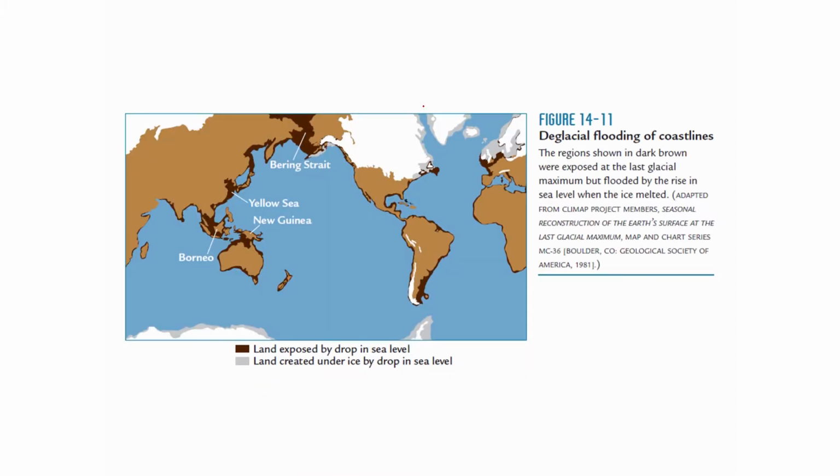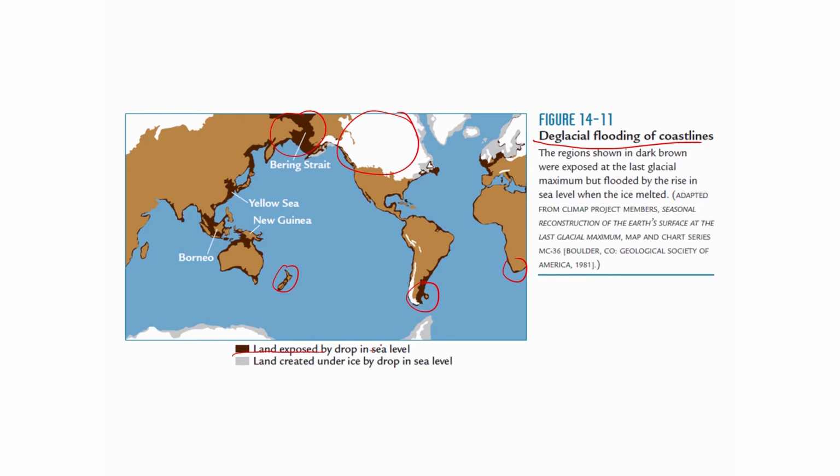Okay, so this is showing basically the map of deglacial flooding coastlines, which means which were the coasts that were exposed because of the drop in sea level when there were these huge Laurentide and Eurasian glaciers. So you can see that all the way down to Australia, New Zealand, the tip of South America and Africa and so on, and of course into the northern hemisphere like the Bering Strait, etc. These are where land was exposed because of the drop in sea level.